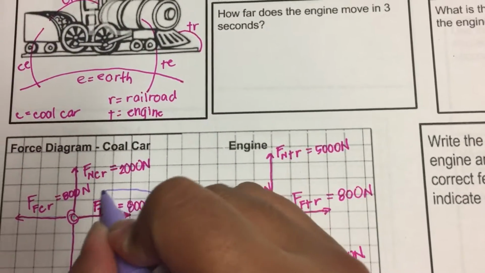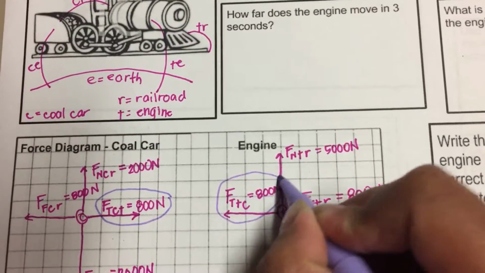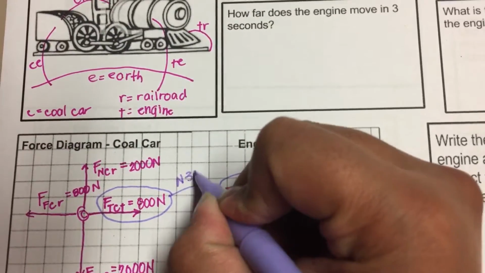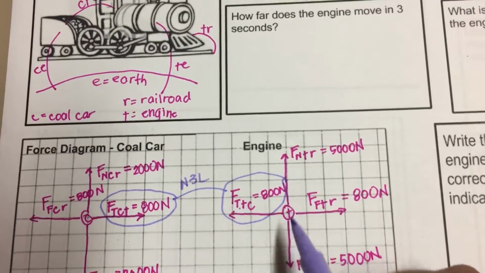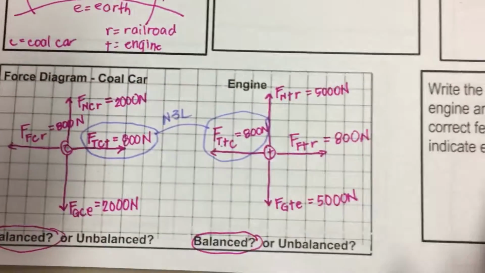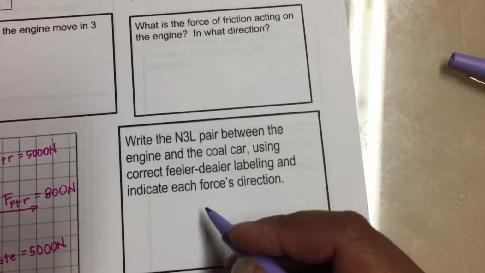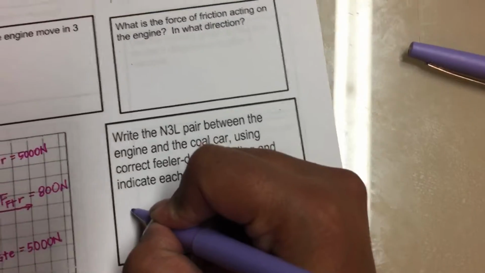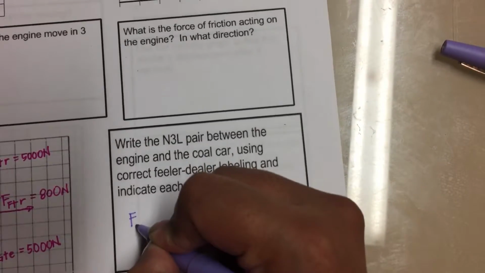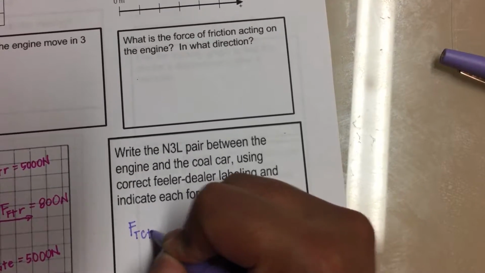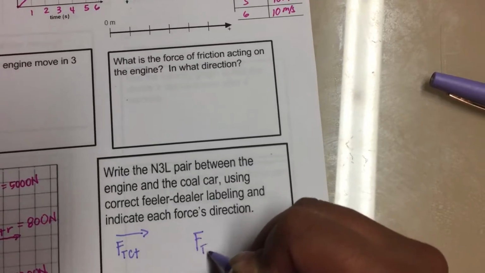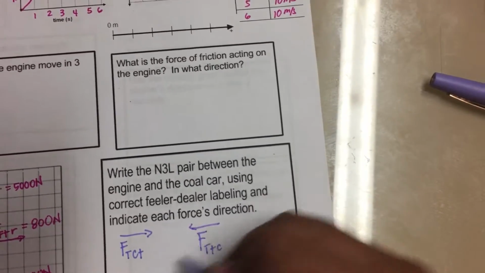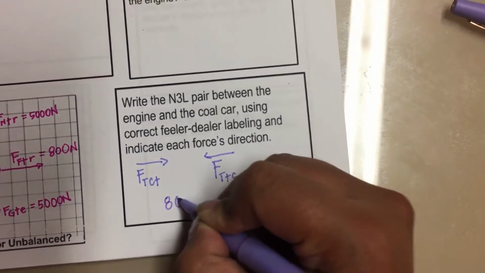Our Newton's third law pair has the same force type and the same feelers and dealers. Okay, so here, write the N3L pair between the engine and the coal car. So it is going to be the pulling motion on the coal car by the engine car in this direction, which is paired with the force of tension on the engine car by the coal car in this direction, and it's happening at 800 newtons.